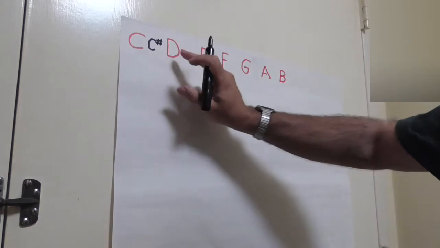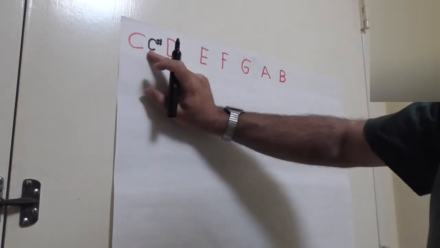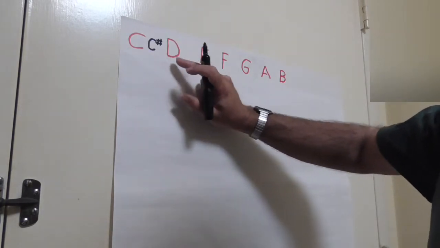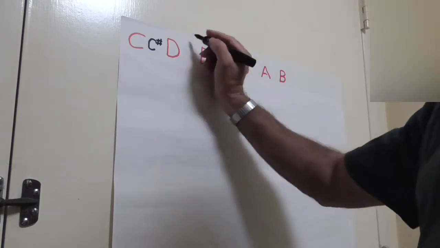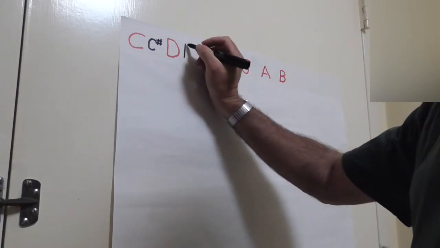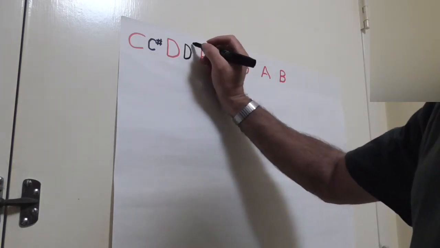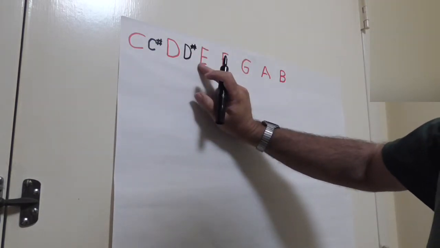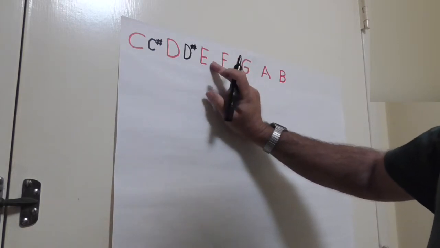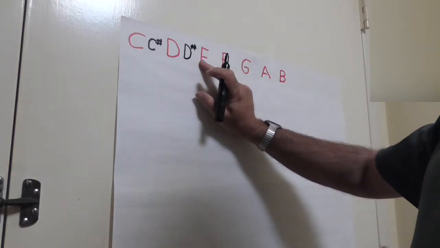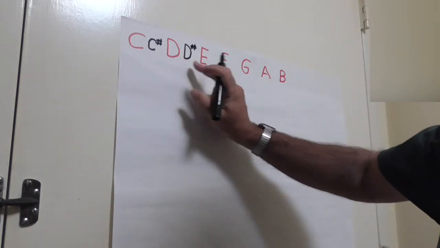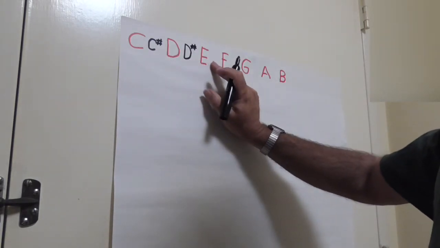In between C and D, the midpoint between the two, is a note that would be called C sharp. It's the same thing between the note D and E. There is a D sharp. I'm going to explain something to you about sharps and flats in a minute if you don't understand it. In between E and F, there is no note. It goes from E to F. There is no in between like there is over here and here. So we don't put anything there.